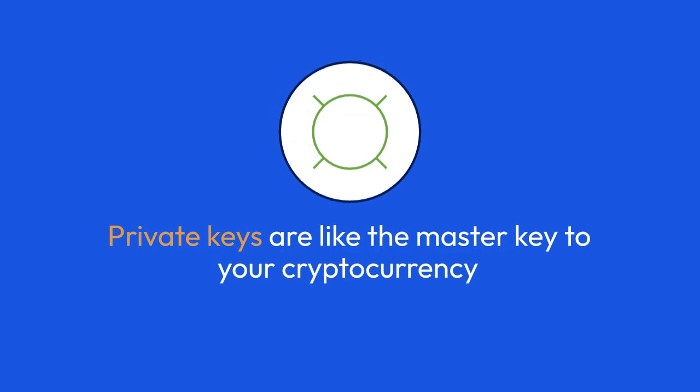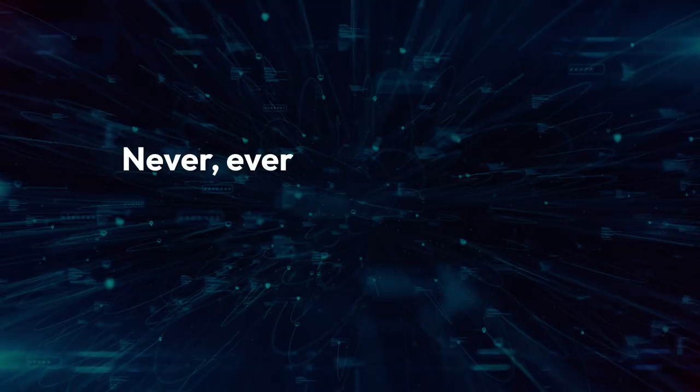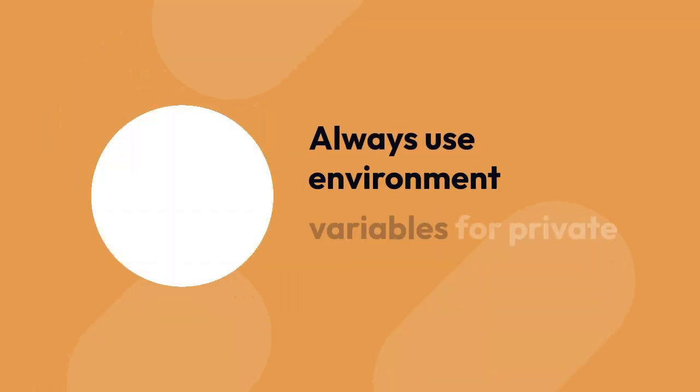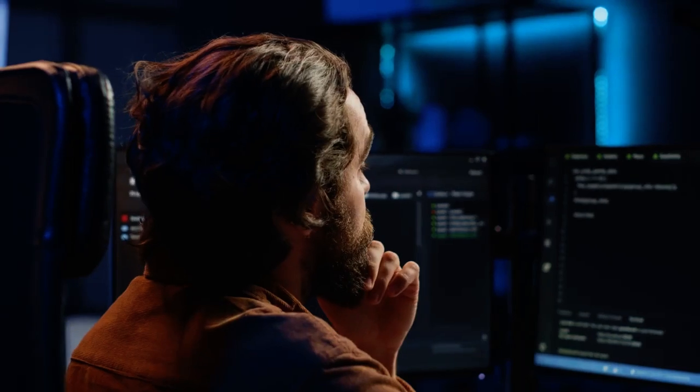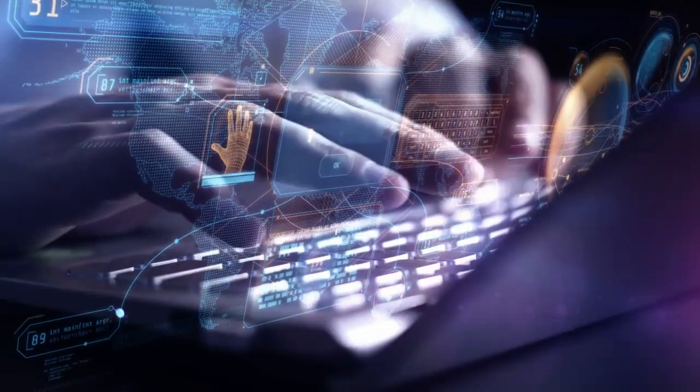However, a massive word of caution here: private keys are like the master key to your cryptocurrency. Anyone with your private key can control your funds. Never, ever hard-code private keys directly into your public code. If you need to use a private key for deployment to a testnet or mainnet, always use environment variables. Tools like dotenv are perfect for this. Load your private key from .env files, which should never be committed to version control.